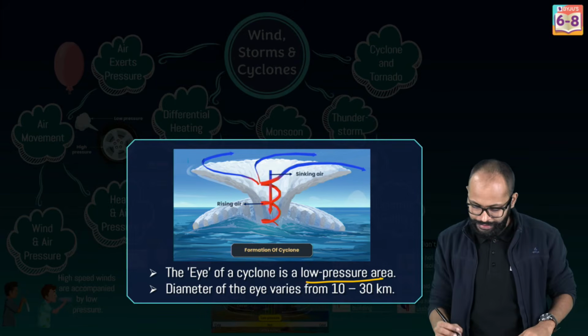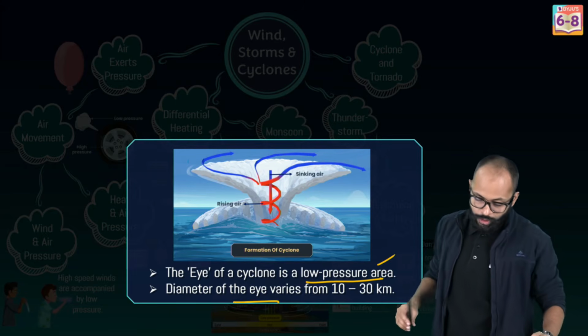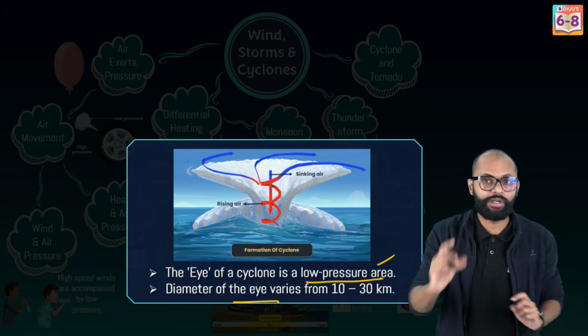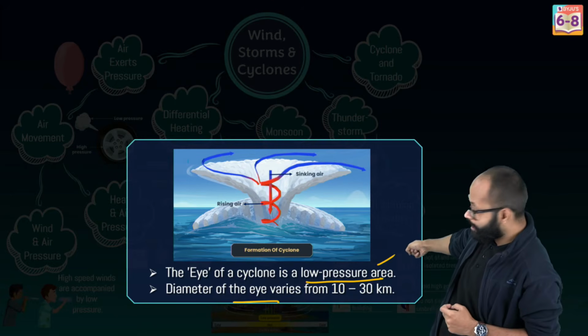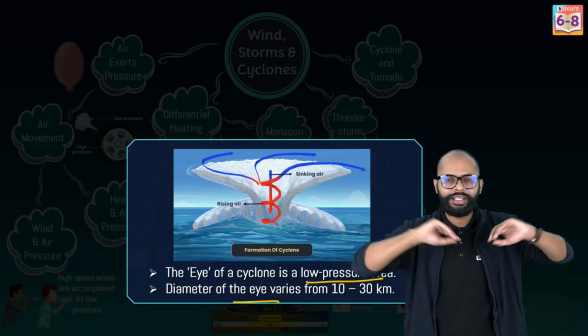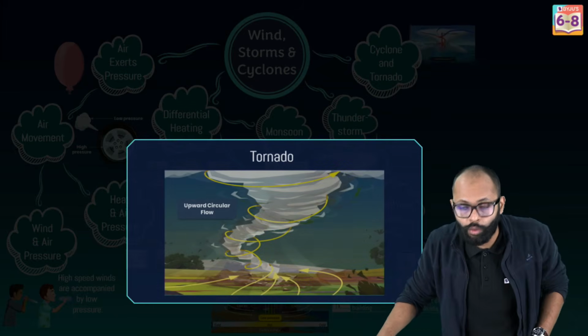ठीक है? Center में है low pressure area. It's important. Diameter of the eye varies from 10 to 30 kilometers. Although cyclones are very big, it's just the eye ka diameter, right? The center portion of the cyclone is 10 to 30 kilometers. Otherwise, cyclones are quite big. They take a lot of area. Yes. Next is a tornado.